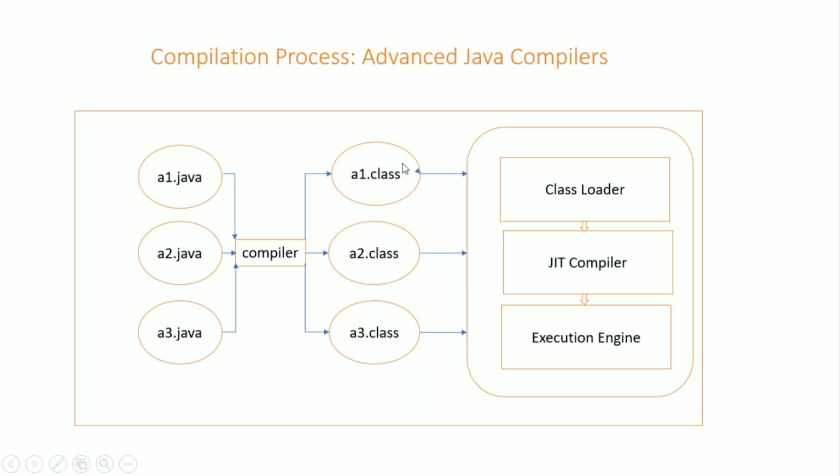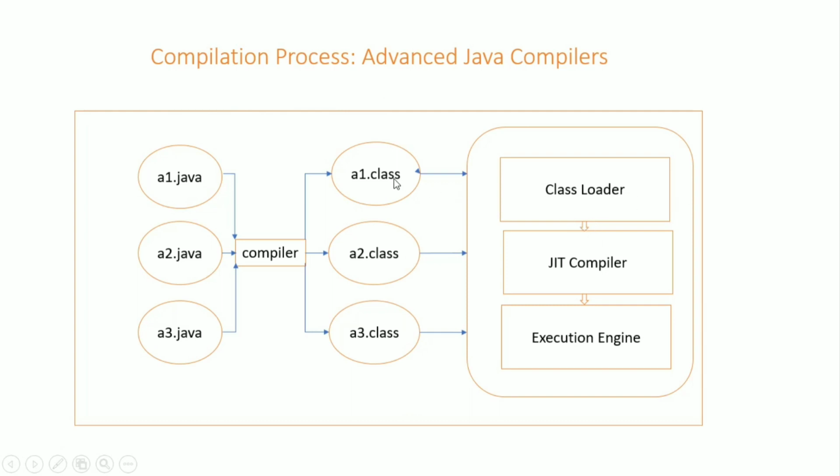So now let's look closer at this diagram. We have our three Java source codes, a1.java, a2.java, and a3.java. Each of these source codes gets compiled individually into a bytecode. a1.java gets compiled to a1.class, a2.java gets compiled to a2.class, and a3.java gets compiled to a3.class. So at this level, we are done with compilation.